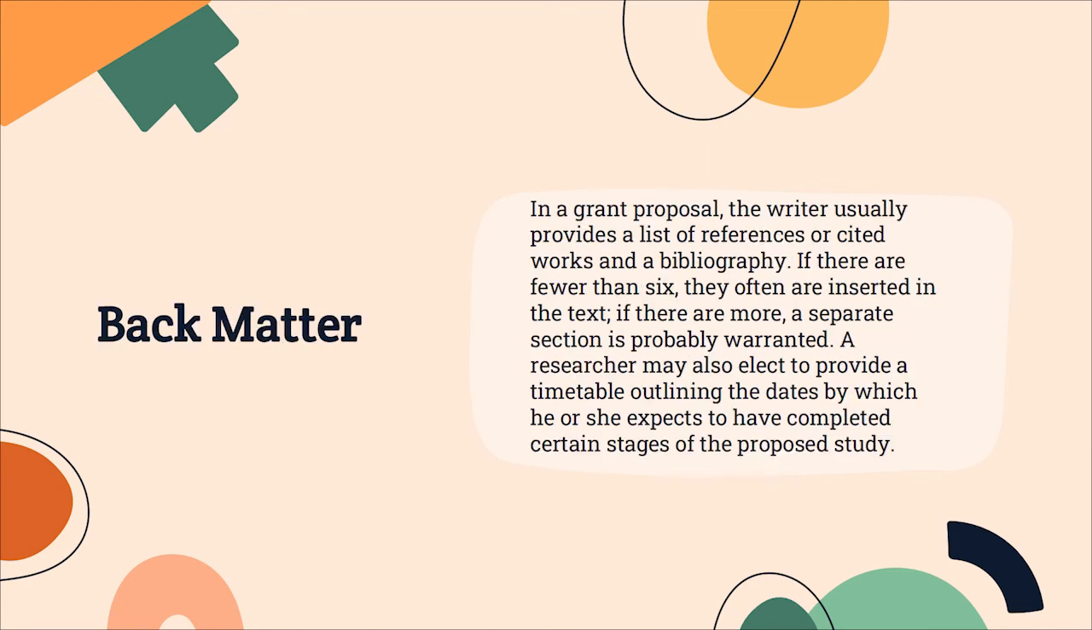Back matter. In a grant proposal, the writer usually provides a list of references or cited works and a bibliography. If there are fewer than 6, they often are inserted in the text. If there are more, a separate section is probably warranted. A researcher may also elect to provide a timetable outlining the dates by which he or she expects to have completed certain stages of the proposed study.